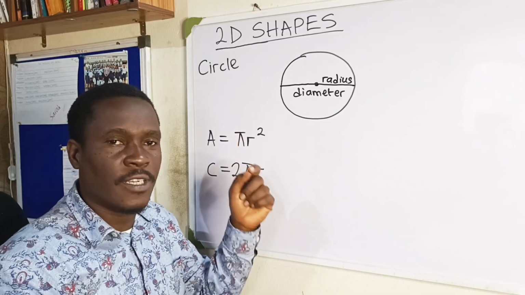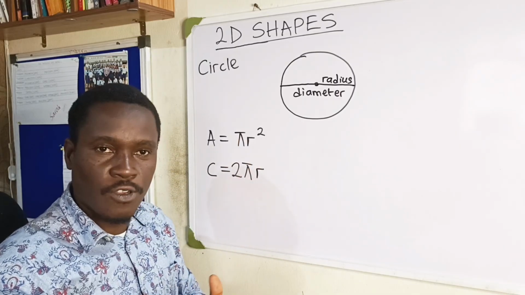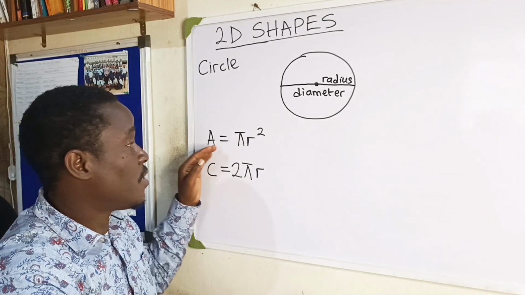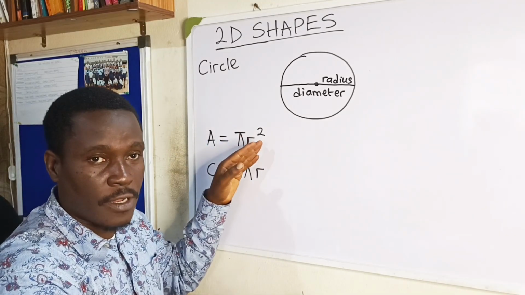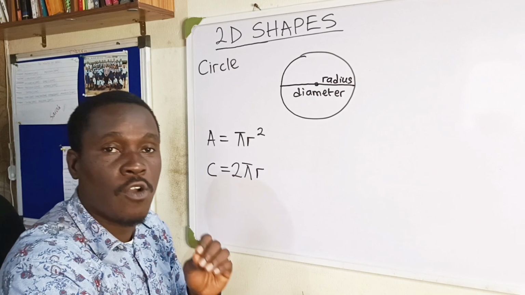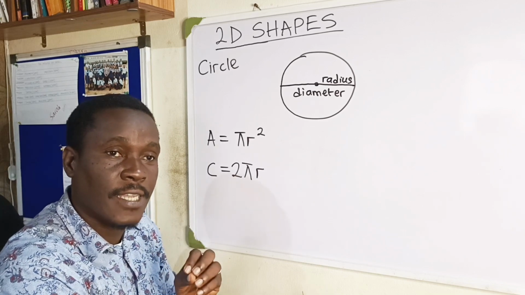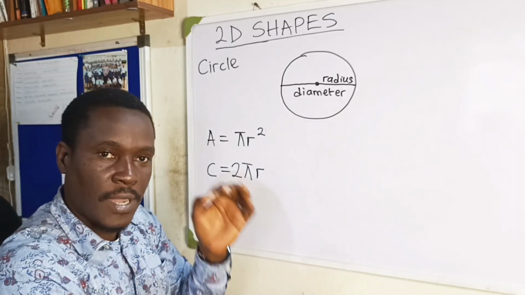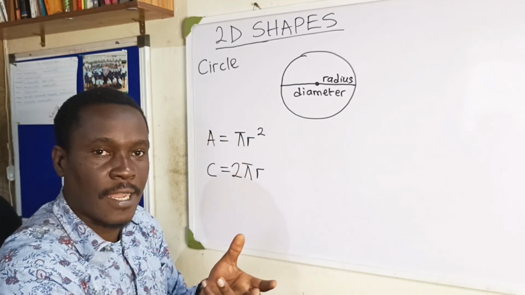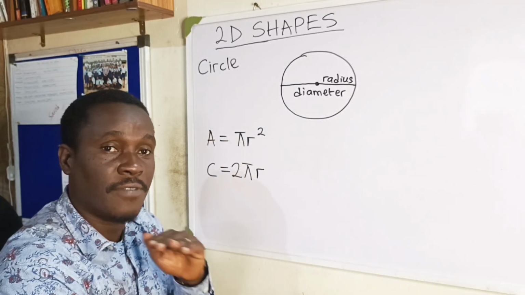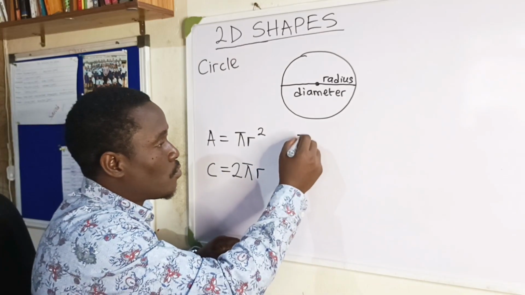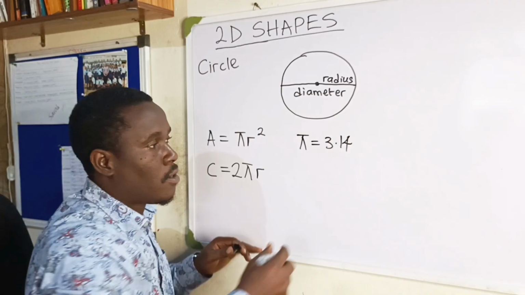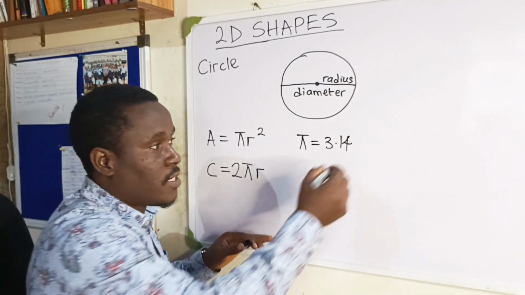So now that we've known the radius and the diameter, let's consider the formula for area and circumference. The formula for the area of a circle is pi radius squared. Pi is a constant that represents the ratio of the circumference to the diameter. Pi is equal to the circumference divided by the diameter, and it will give you a constant value. So pi is equal to 3.14 or 22/7.